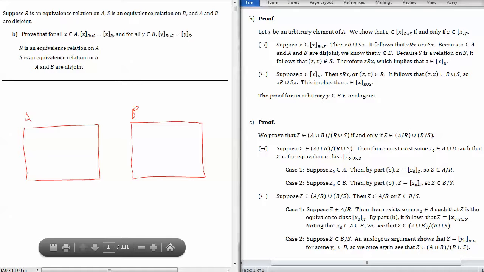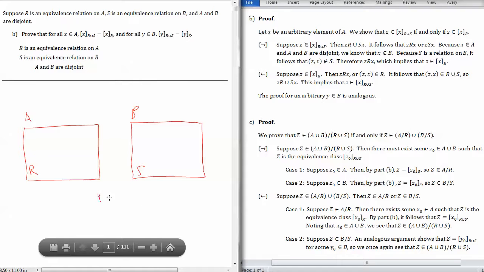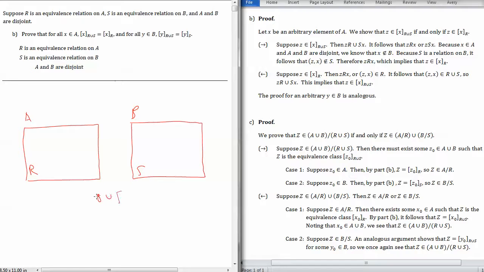Okay, so we're supposing R is an equivalence relation on A, S is an equivalence relation on B, and A and B are disjoint. And we've already shown that if we take the union of those two equivalence relations, then that will be an equivalence relation on the union of the two sets.